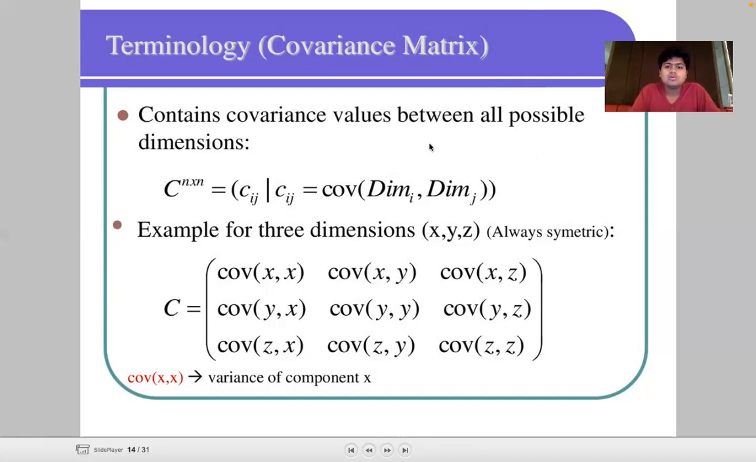The covariance matrix contains covariance values between all possible dimensions: C of i j equals covariance of dimension i comma dimension j. For example, for three dimensions x comma y comma z, it is always symmetric. So C equals covariance of x comma x, covariance of x comma y, covariance of x comma z, and so on. Here covariance of x comma x equals the variance of component x.